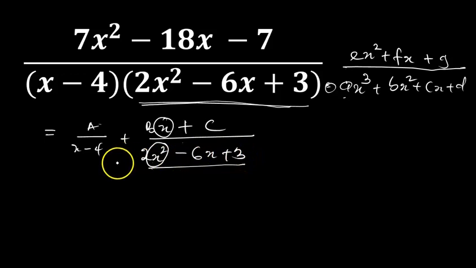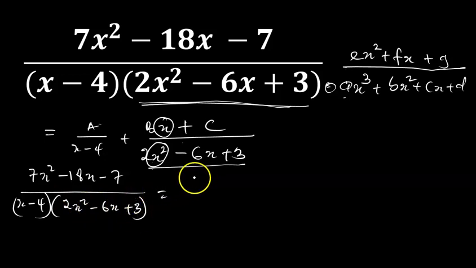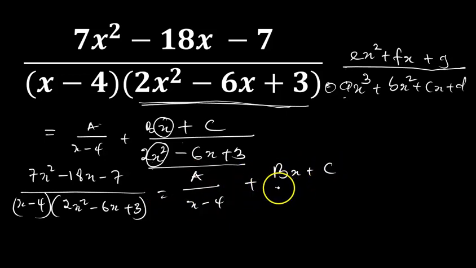Now let me solve this so that you see how we go about solving this particular equation. The equation should be written as (7x squared minus 18x minus 7) over (x minus 4) into (2x squared minus 6x plus 3) equals a over (x minus 4) plus (bx plus c) over (2x squared minus 6x plus 3).